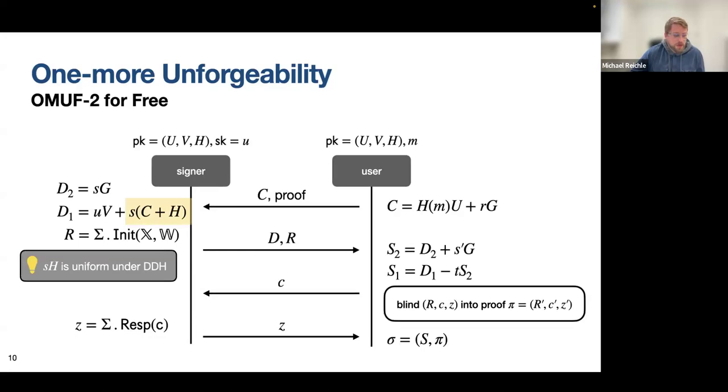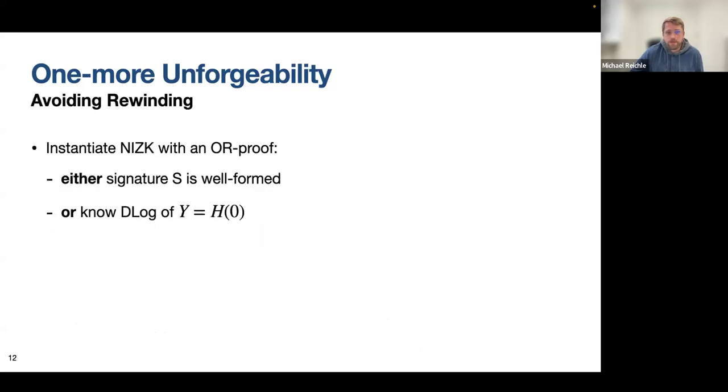So essentially what we do in the security proof is that for unfinished sessions, we replace this D part with random. And then we can argue that the adversary doesn't learn anything from unfinished sessions, because the first round message from the signer is essentially distributed uniformly.